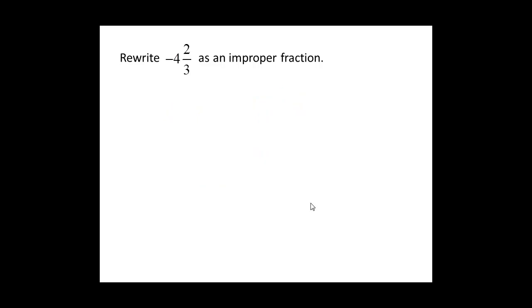Rewrite negative 4 2/3 as an improper fraction. We will write negative 4 2/3 like this. We will work at making this an improper fraction, and once we get that answer, we will make that answer negative. Multiply the whole number times the denominator plus the numerator, divided by the denominator.